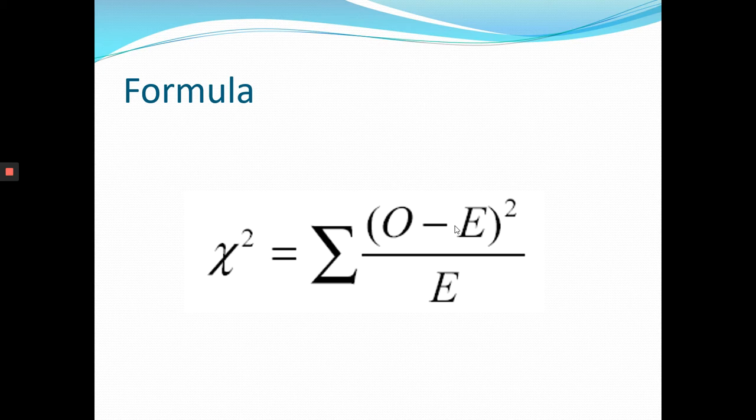And then we divide that by the expected for the cell. And this little thing, this little sigma, just tells us we're going to do that for every cell. And as we go through some examples here, you'll see it's actually, in some ways, very mechanical. It's just follow the steps and you'll get the answer.